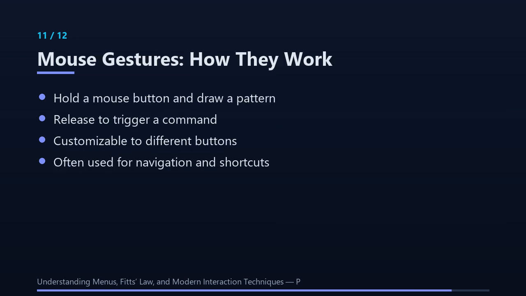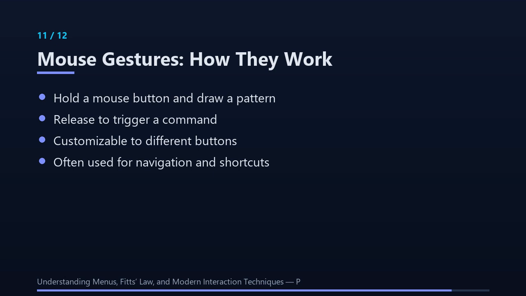Mouse gestures extend the concept of pointing by adding a drawing component. The user presses and holds a mouse button, moves the cursor along a predefined path, and then releases the button to execute a command. Each gesture corresponds to a specific function, such as navigating back, refreshing a page, or opening a new tab.